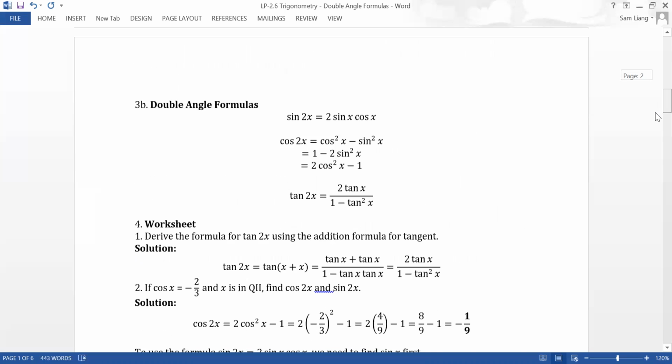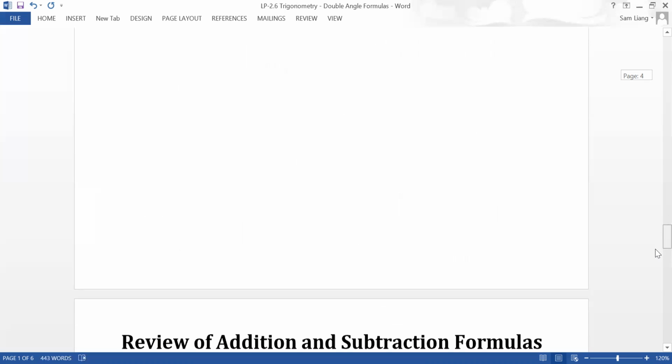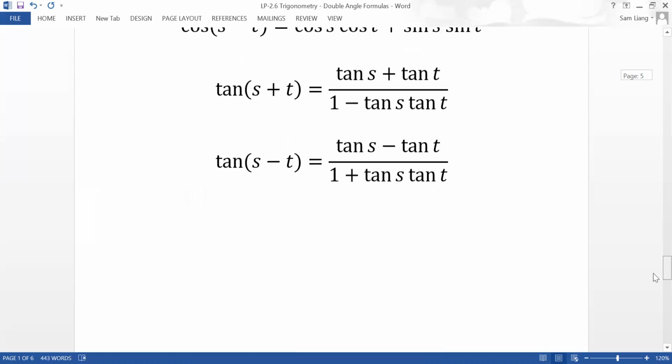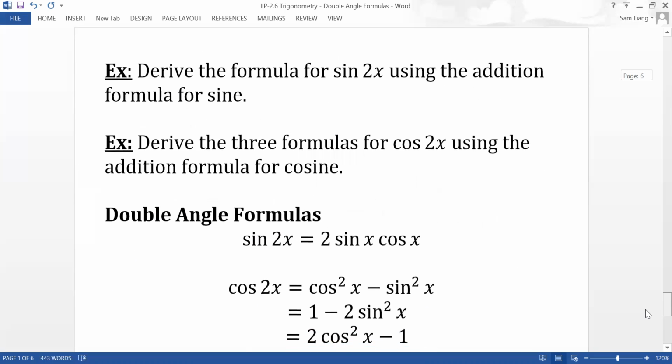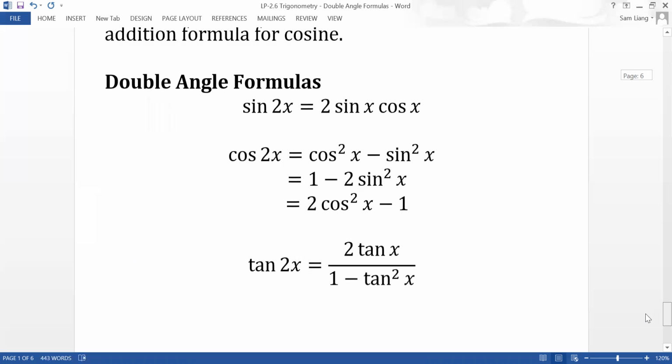Okay. So yeah, here are the double angle formulas. And then for tangent, we'll derive that in the classwork. Okay. But yeah, those are the exercises that we just did. And then here are the double angle formulas. Okay, so sine 2x equals 2 sine x cosine x. And then here are the 3 for cosine. And then here's the one for tangent, which we didn't derive just yet, but we will in the classwork. It's 2 tan x over 1 minus tan squared x.